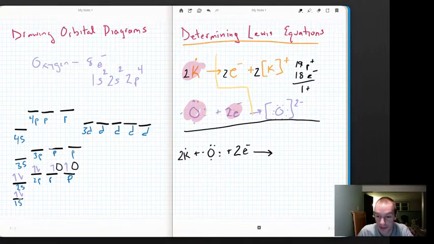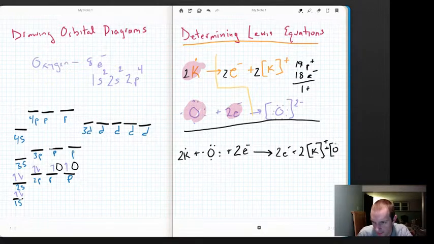So we've got 2 potassiums, an oxygen, and 2 electrons, and it's going to give us the 2 electrons, plus 2 potassium ions, 2 potassiums that have a 1 plus charge. So there's your 2 electrons there. There's your 2 potassiums there. And then a single oxygen atom with 8 valence electrons, 1, 2, 3, 4, 5, 6, 7, 8, with a 2 minus charge. Okay, so barely snuck it in.